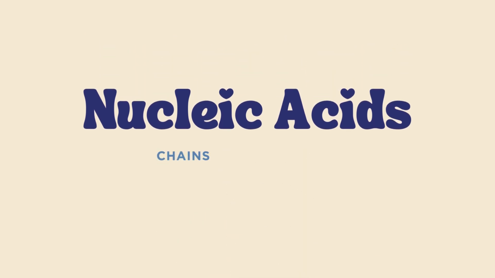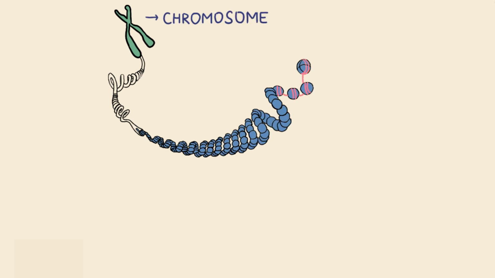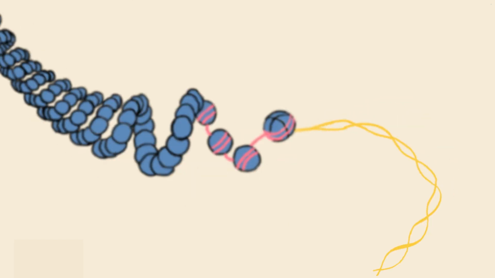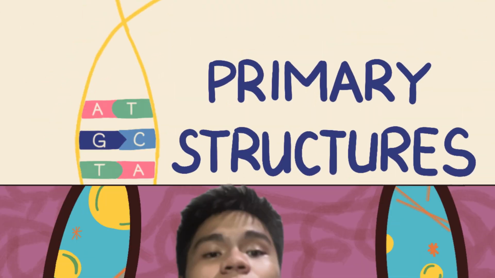But what exactly are nucleic acids? Nucleic acids are made of chains of monomers called nucleotides. These chains have structures that vary in complexity, including primary, secondary, and higher structures. Today, we'll focus on the foundation, the primary structure.